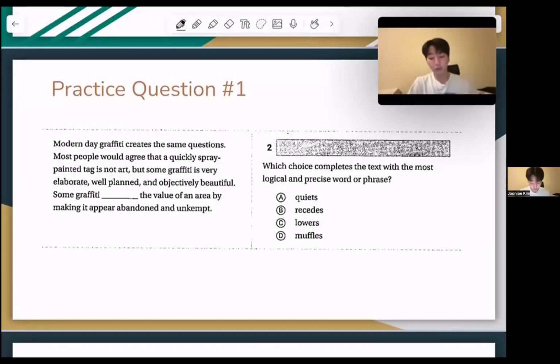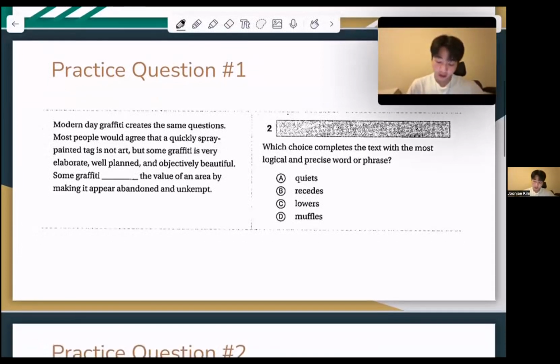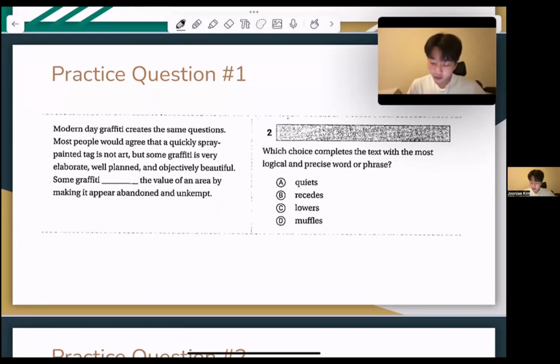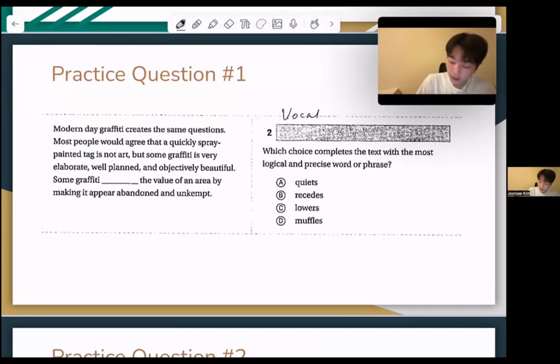All right, we'll start with practice question number 1. The very first thing we have to do when we address a question is obviously find what type of question this is. So clearly, if we just read the question right now, which choice completes the text with the most logical and precise word or phrase, we can know that this is a vocab question. Vocab questions typically include multiple choices for the blank that have generally the same or similar meaning. Most of them are synonyms, and some of them are also words that can be commonly confused, and we just have to really look out for those choices.